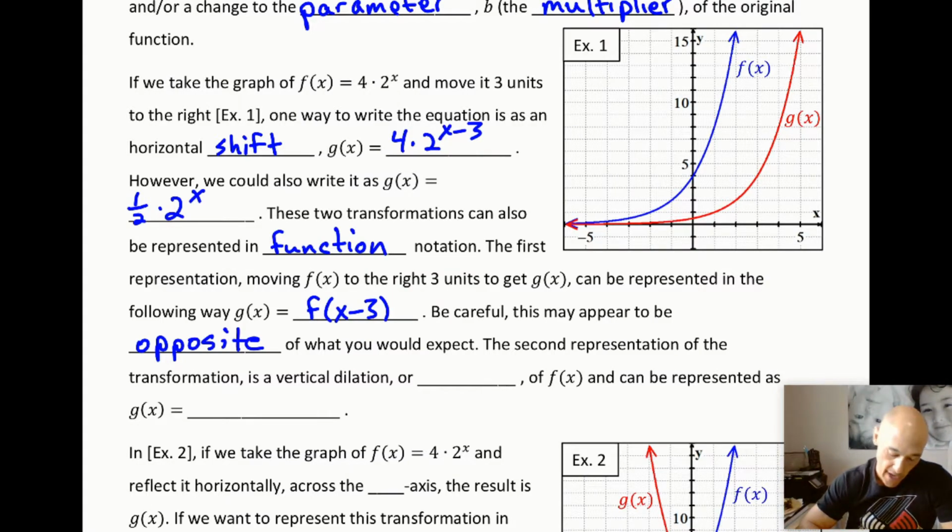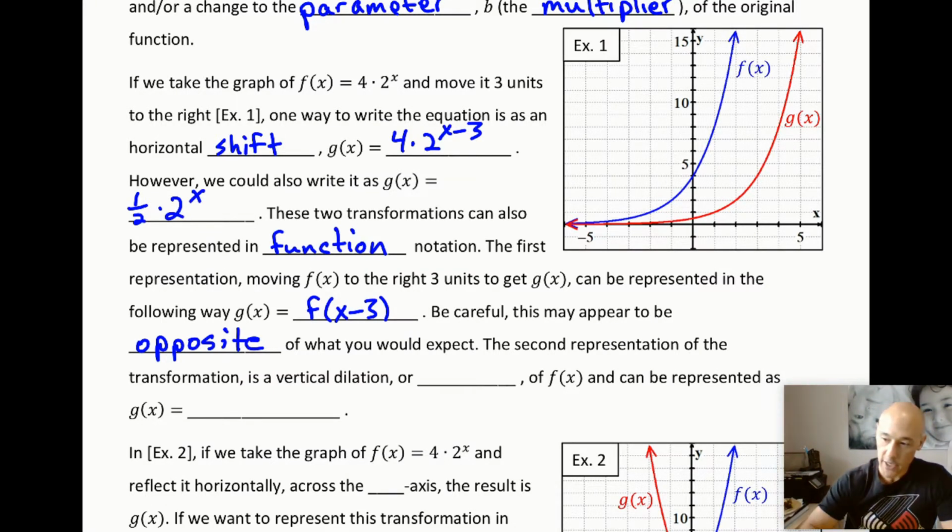And you need to be careful because this may appear to be opposite of what you'd expect. And what I mean by that is that this looks like we're subtracting 3 from x. But be careful, this is our h. And since we have x minus h, that means our h is positive. Our h is a positive 3. We've moved to the right 3 units.